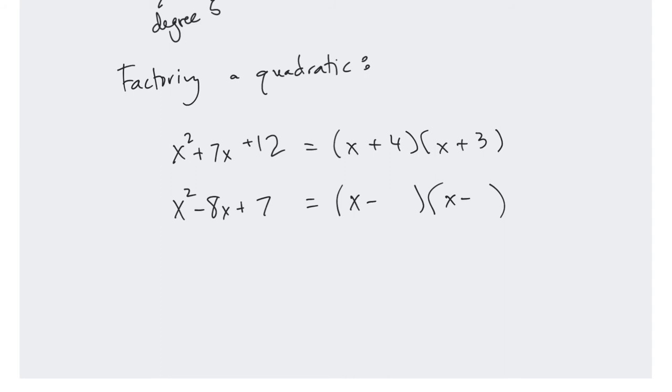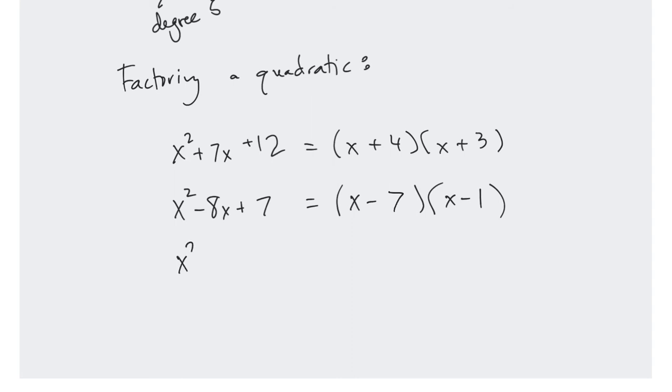Anybody think you know what the factors should be here? Shout them out. Yeah, x minus 8 and x minus 7, not 8. Thanks. They have to multiply to 7 and add up to 8. Great. x minus 7 and x minus 1. All right, I hope everybody is hip to this.